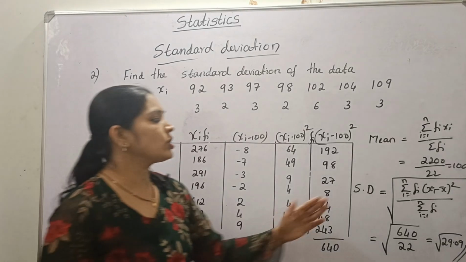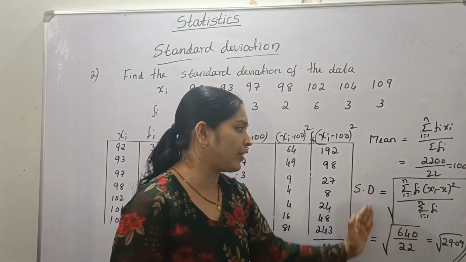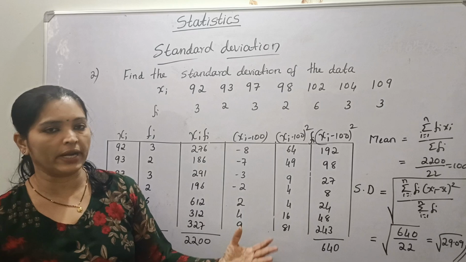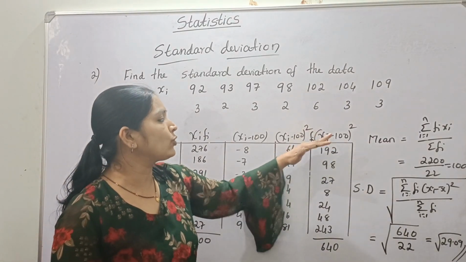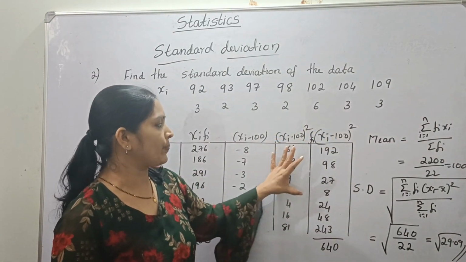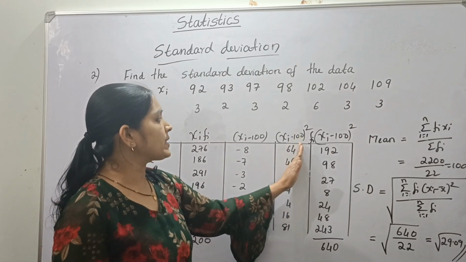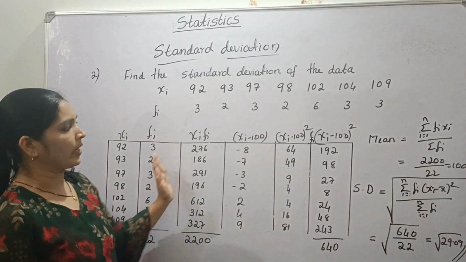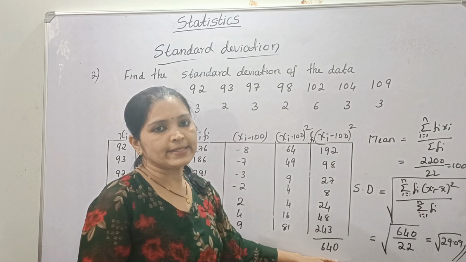After finding this, you have to find Fi into Xi minus 100 whole square, because our formula is sigma of Fi into Xi minus x bar whole square. So here you have to multiply Fi with this one, Xi minus 100 whole square into Fi. After that, take the sum.